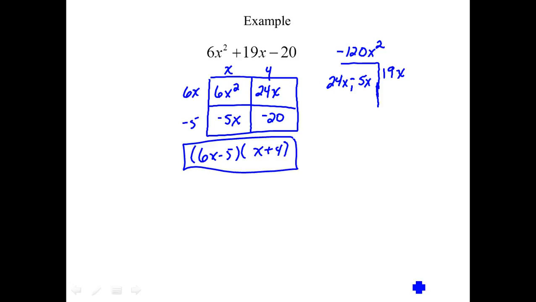And that's the box method. So if you like the box method, practice it.